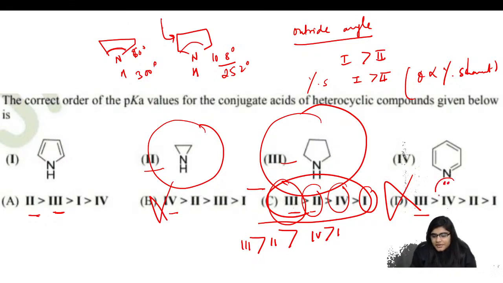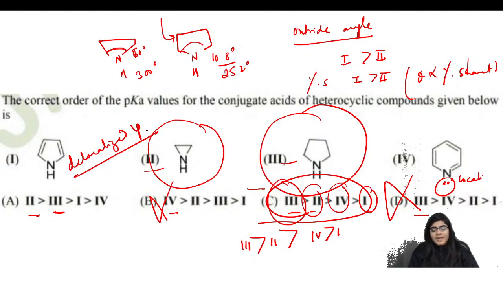Because this lone pair is a localized lone pair. It is not perpendicular to the plane, and for a p orbital, for pi orbitals, it should be perpendicular to the plane. So this lone pair is localized, present on nitrogen only, and not dispersing in the ring. This one is a localized lone pair and that one is a delocalized lone pair, meaning it is dispersing. So it's very difficult to donate a delocalized lone pair, but very easy to donate a localized lone pair. I hope it's clear to all of you.